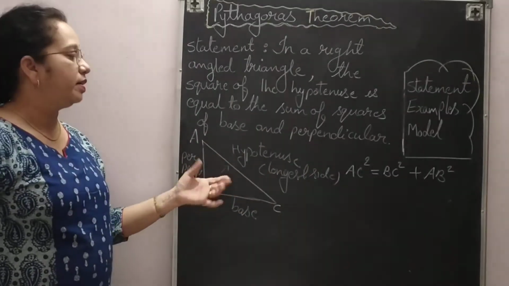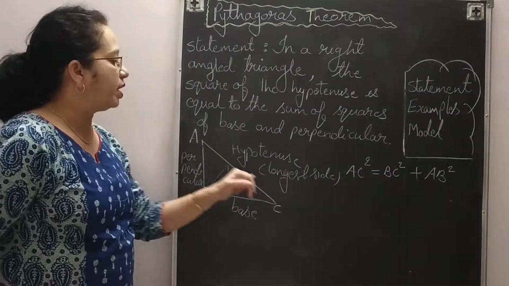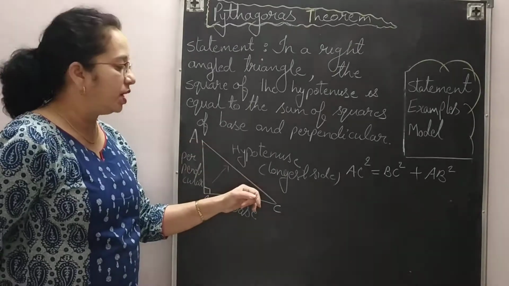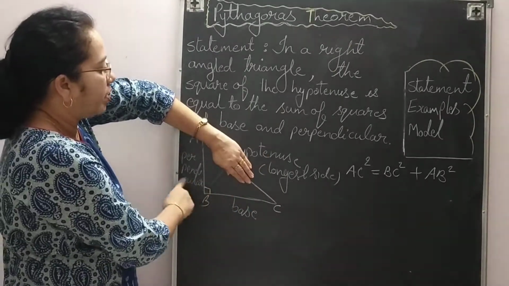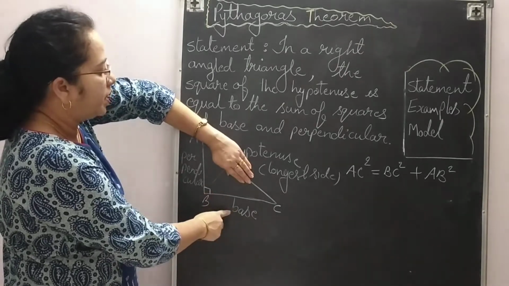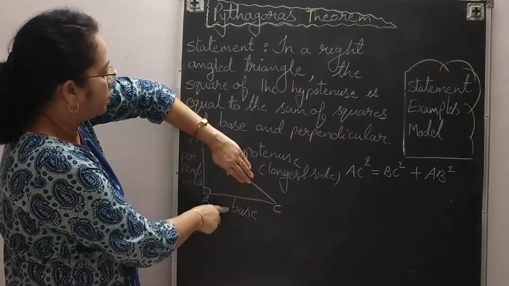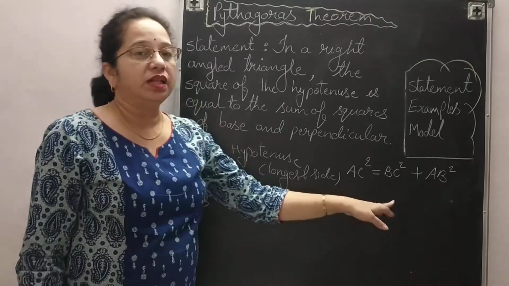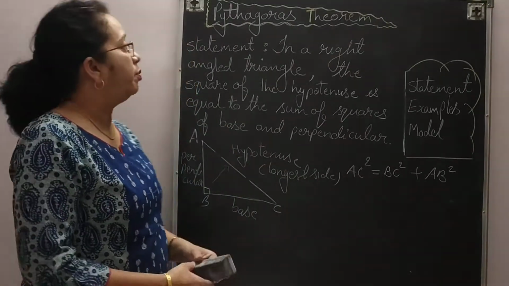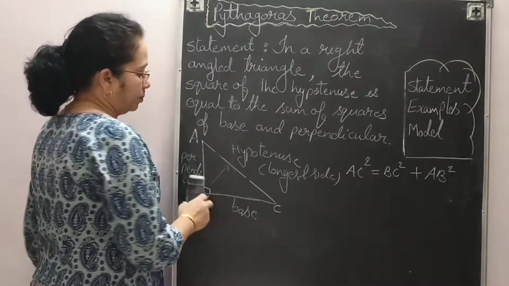In a right angle triangle, hypotenuse square, AC square, is equal to the sum of squares of the other two sides. So BC, this is base, so BC square, and AB, this is perpendicular, so AB square. This is all about the statement of the Pythagoras theorem.